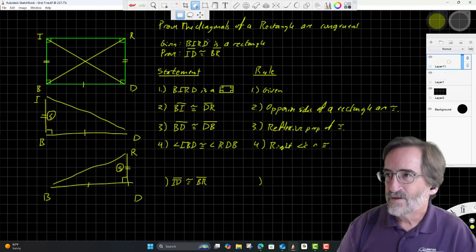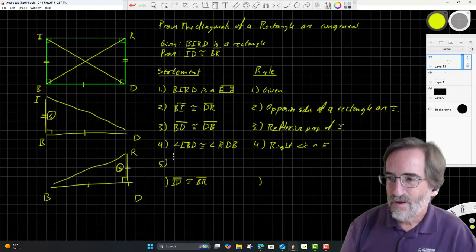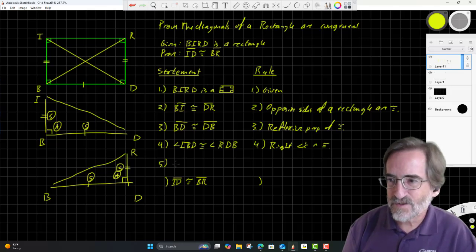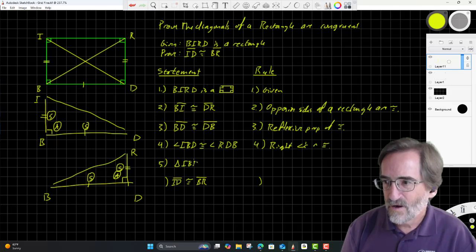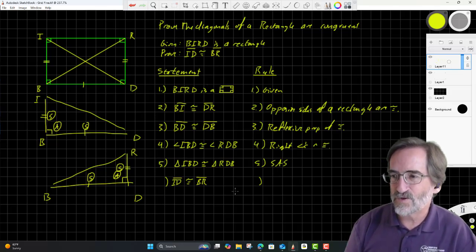Okay, so let's go now. Step 5. Now we've got a side congruent to a side, an angle congruent to an angle, and a side congruent to a side. So there's side, angle, side. So the triangles are congruent. So triangle IBD is congruent to triangle RDB. And they are congruent, step 5, by side, angle, side. The side, angle, side theorem of congruent triangles.